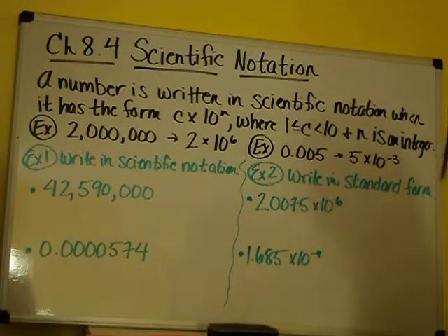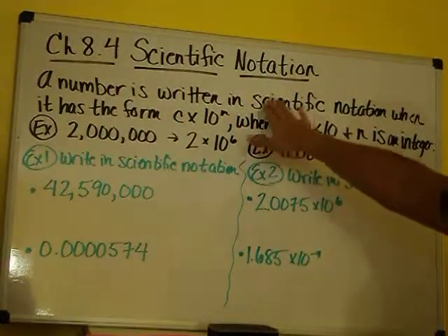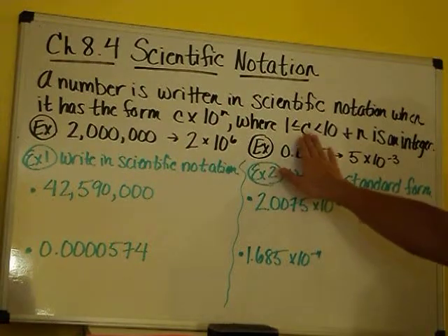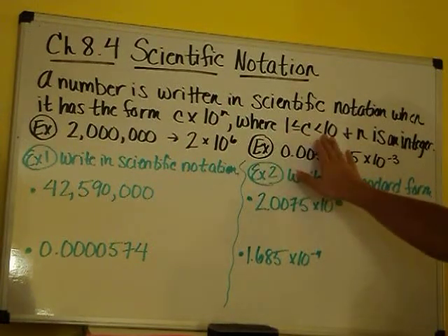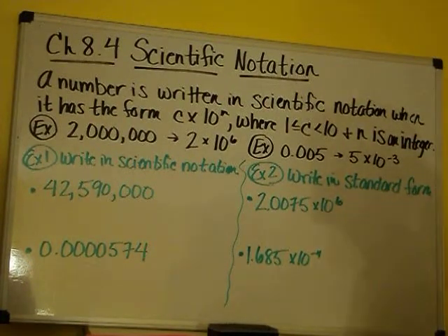Today we're going to talk about chapter 8.4, which is scientific notation. Scientific notation is when a number is written in the form c times 10 to the n, where c is greater than or equal to 1 but less than 10, and n is an integer. Okay, so an integer means a positive or negative number or zero. It can't have any decimals, so it's just a number without any decimals or fractions.